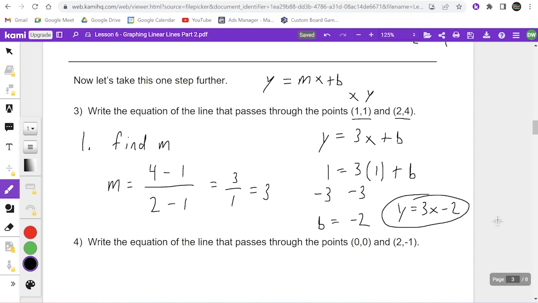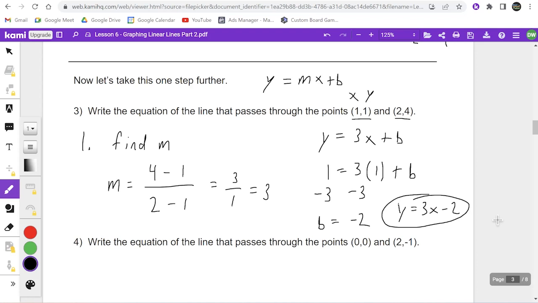And by the way, if you chose to do 2 comma 4, 2 is your x, 4 is your y, you would get the exact same answer. You would get b equals negative 2. Any questions on that one? I have a different way of doing it.